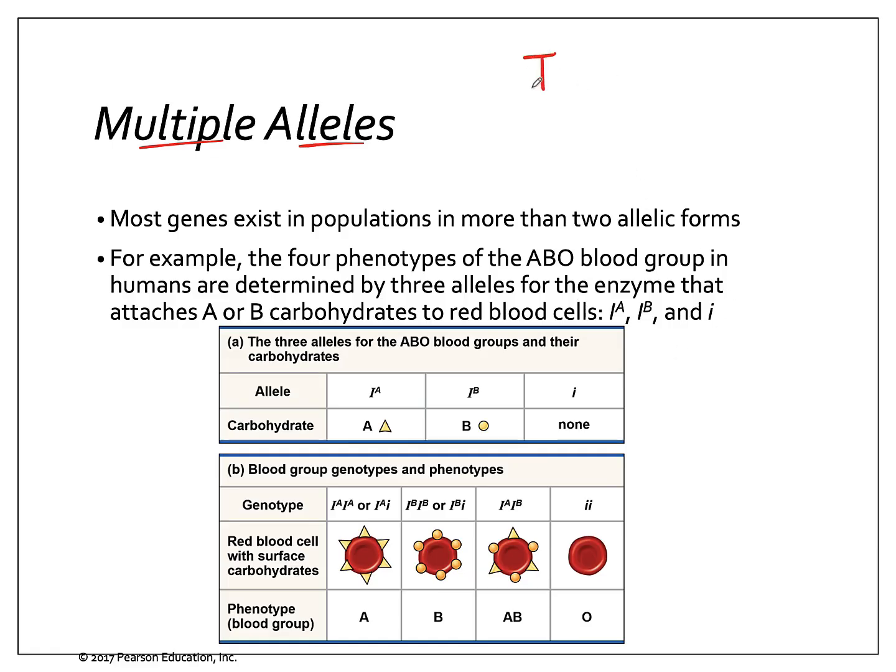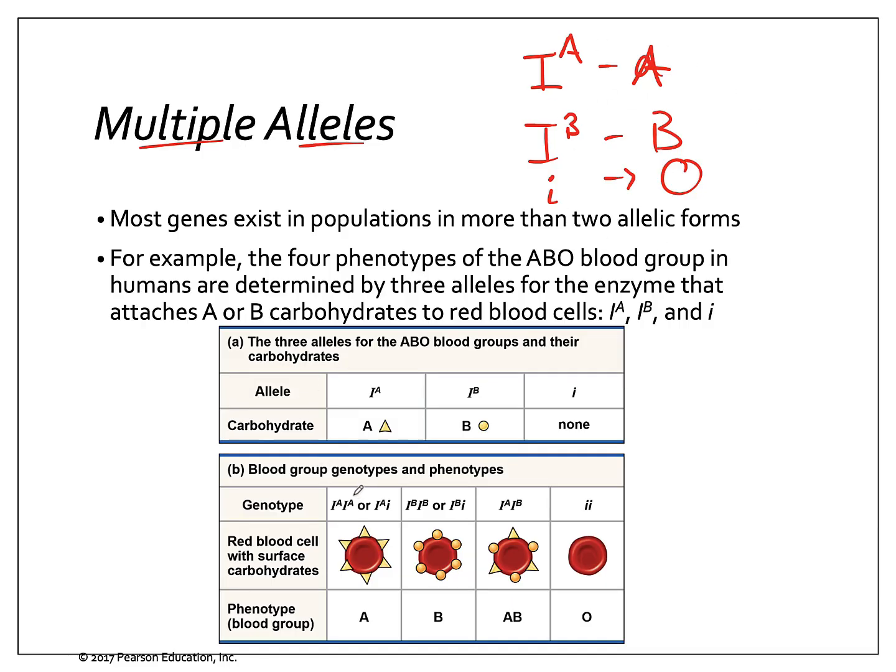We use the letter I to represent whether it's dominant or recessive. So IA is going to be the A allele. IB is dominant for B type blood. And then little i is recessive, and this is going to code for O type blood. So this is the ABO blood grouping. And there's lots of different ways to combine these 3 alleles.